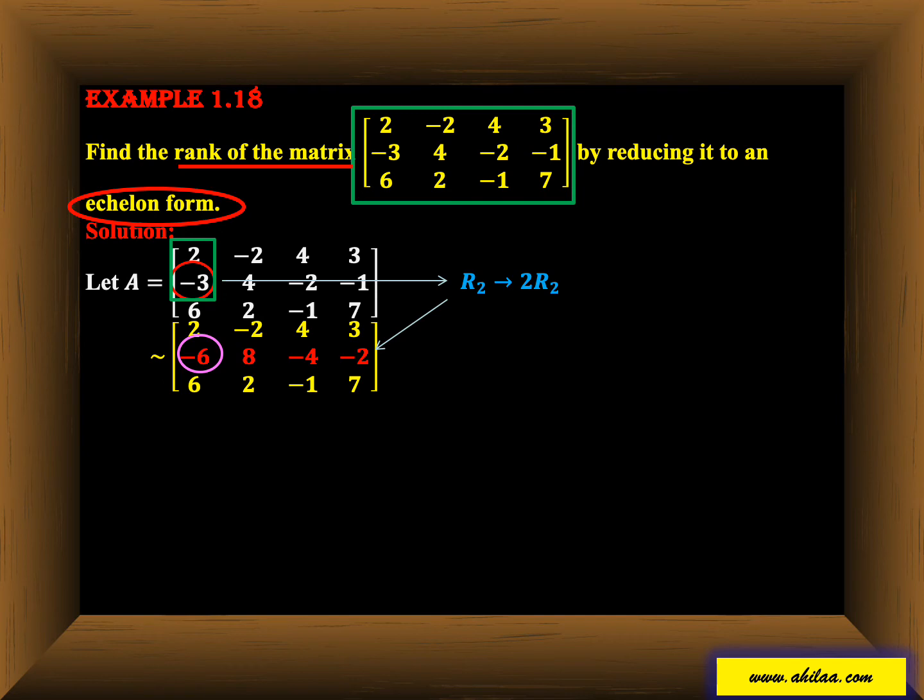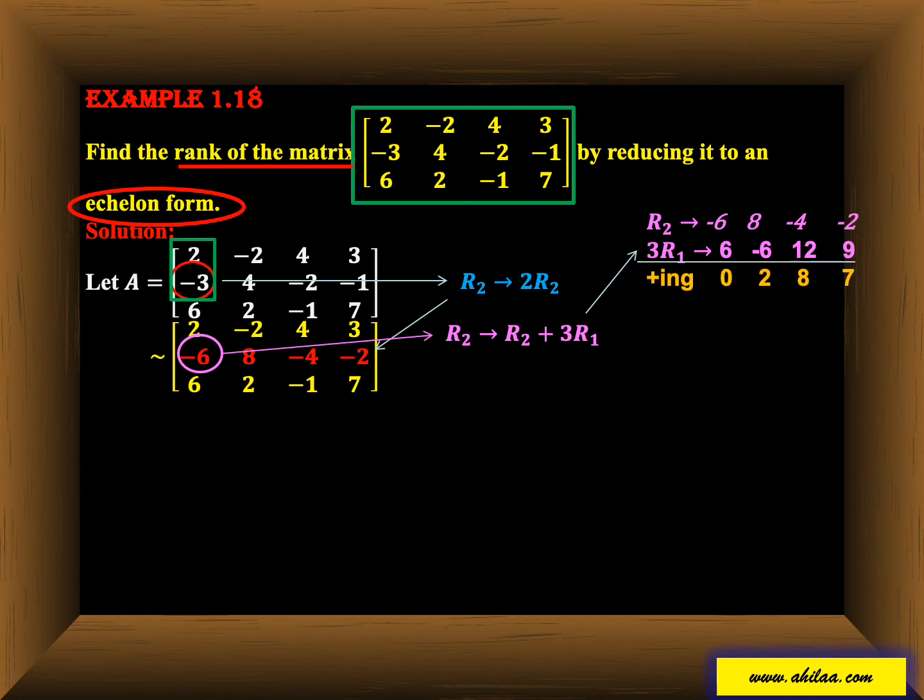Now I want to make this minus 6 as 0. For that, I can multiply R1 by 3 and add with R2. So the operation is R2 goes to R2 plus 3 R1. Since A11 and A21 are of different sign, we should add to make it 0. R2 values are minus 6, 8, minus 4, minus 2. 3 R1 is 6, minus 6, 12, 9. Now adding, 0, 2, 8, 7. Then ensure that value is 0.